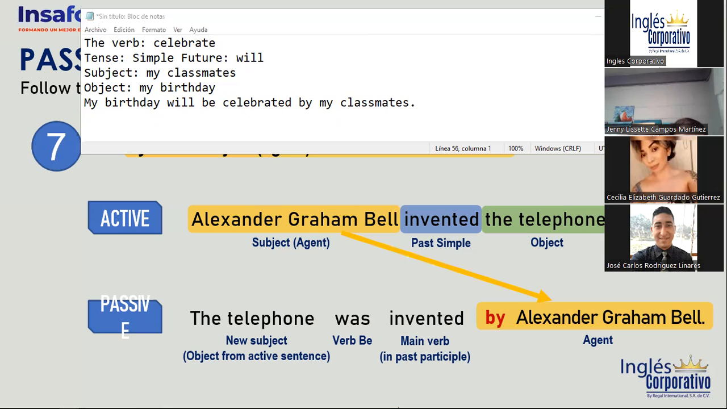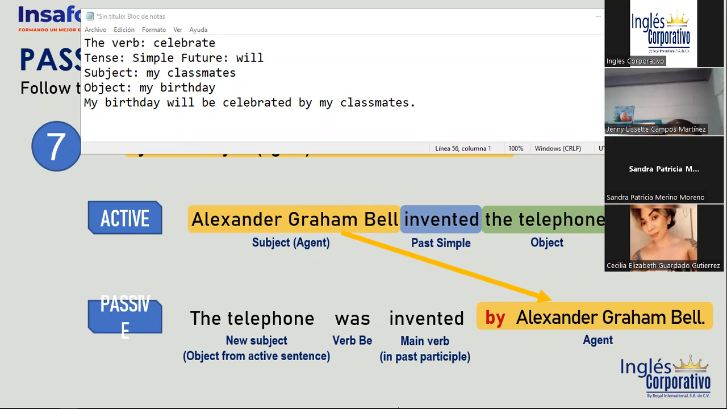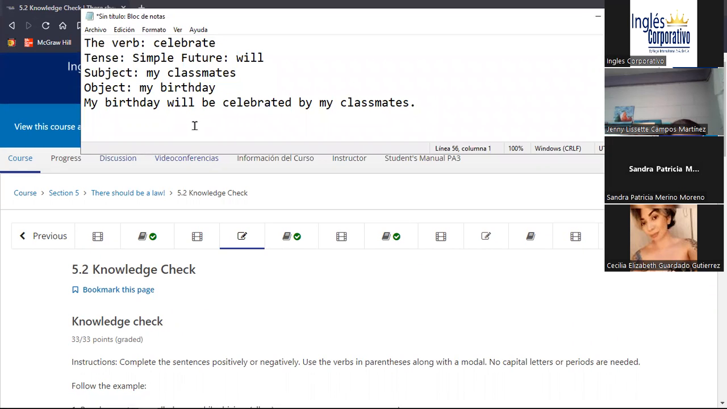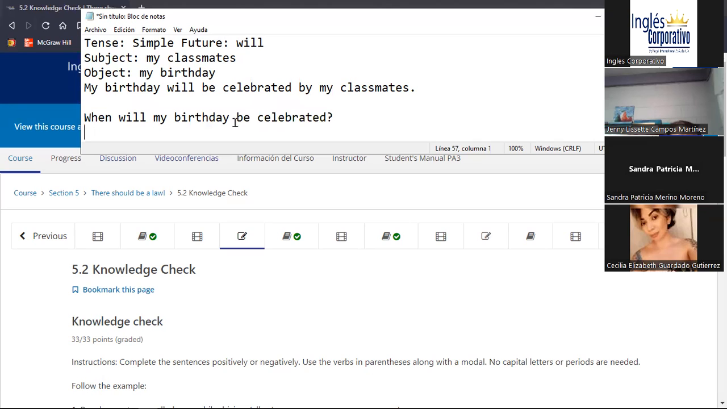¿Alguien más que tenga un ejemplo con pregunta? Anyone? I don't know if correct. Say when my birthday will be celebrated. Okay, muy bien. When will my birthday be celebrated, right? Celebrated. Muy bien. Correcto. Ahí tenemos voz pasiva dentro de una pregunta. When will my birthday be celebrated, right? ¿Cuándo va a ser mi cumpleaños celebrado?